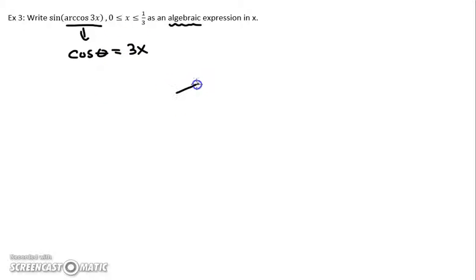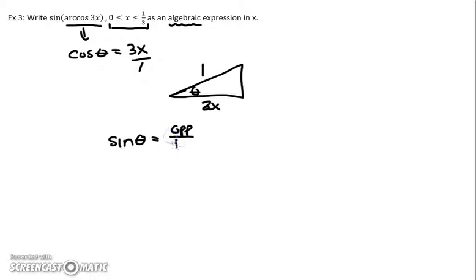Well, once again, we can make a triangle. Cosine is adjacent over hypotenuse. If I'm going to make this a fraction, I can make it 3x over 1. So we're looking at this and we're saying, well, the hypotenuse has to be the biggest side. Remember, x has to be between 0 and 1/3. That's why they put that there. So if x is between 0 and 1/3, this side's going to be shorter than this side here. So we want to know what the sine of this angle is. We know sine of theta is equal to the opposite over the hypotenuse.